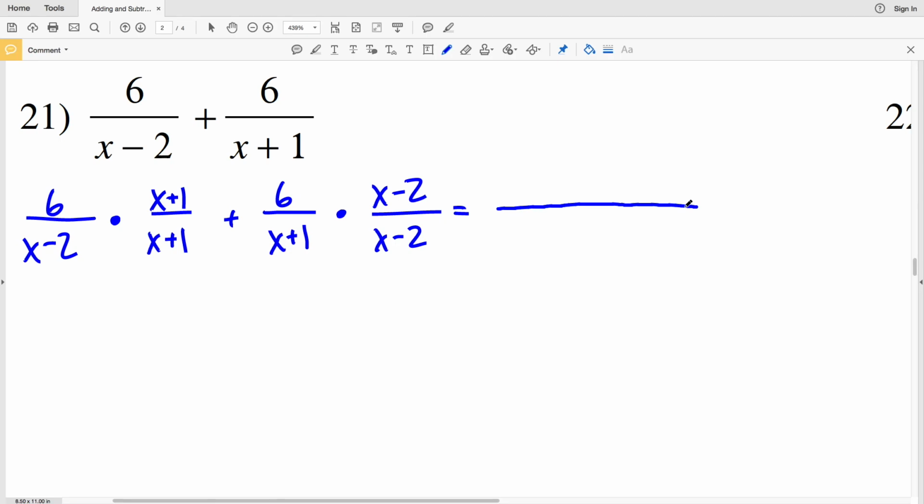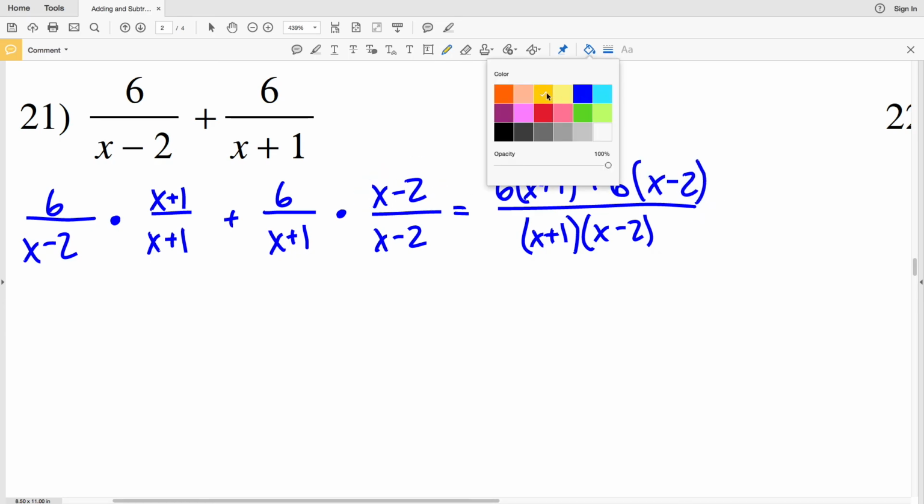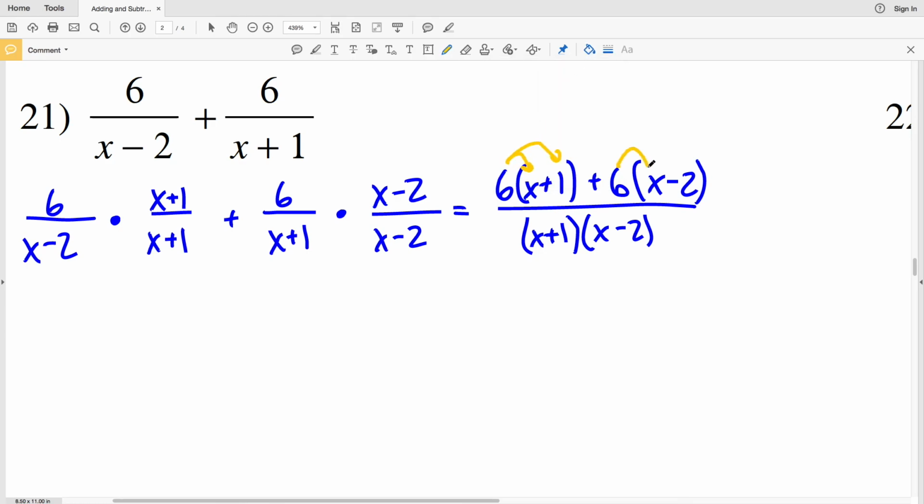So now that I have the same denominator, x plus 1 times x minus 2 is equivalent to x minus 2 times x plus 1. So writing that as x plus 1 times x minus 2, I'll go ahead and add my numerator together over that same denominator. So I'll have 6 times x plus 1 plus 6 times x minus 2. Now I'll distribute my 6. So my numerator will be 6x plus 6 plus 6x minus 12.